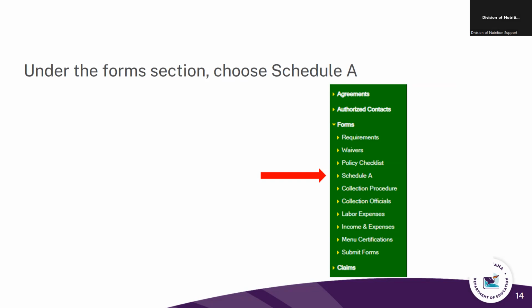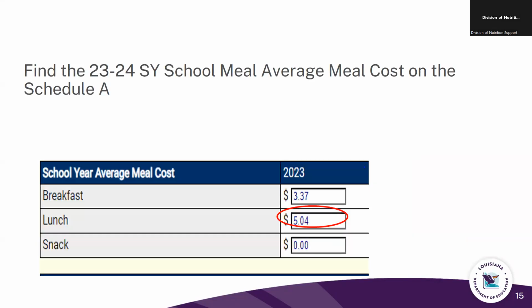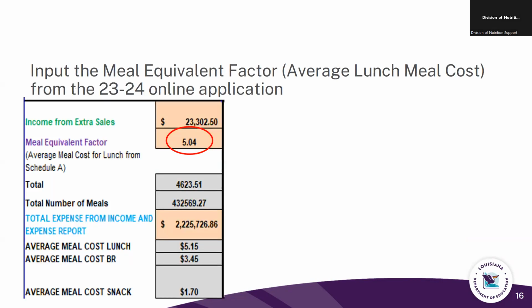The next data you will need to complete the average meal cost tool is the average cost for the 23-24 school year. To find this, look on the left-hand side of the screen, look on the form section, then click on Schedule A. Find the average lunch meal cost on the Schedule A of the 23-24 school year. Input the average lunch meal cost from the 23-24 school year online application into the average meal cost tool.